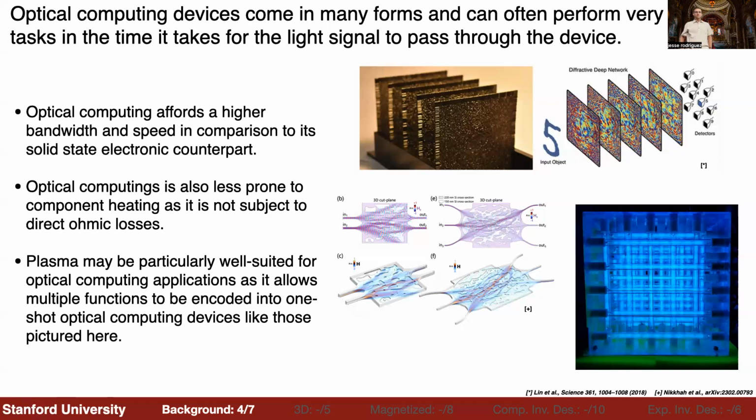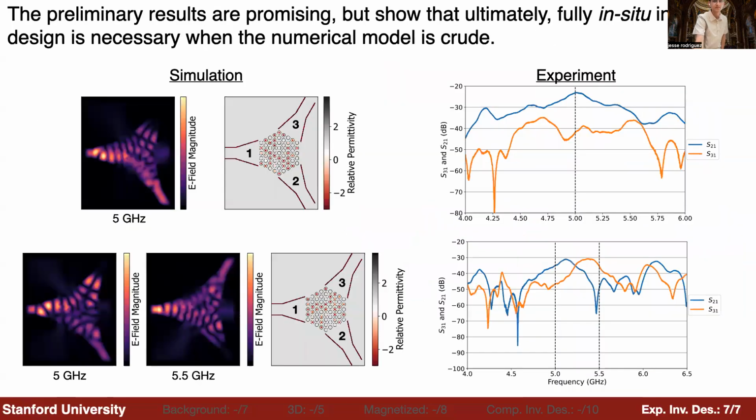Can you go back to the results slide and the comparison? Yep. I'm surprised you didn't run the optimization for this design at 4.25 gigahertz. I actually did, and it was difficult because the isolation wasn't quite as good.